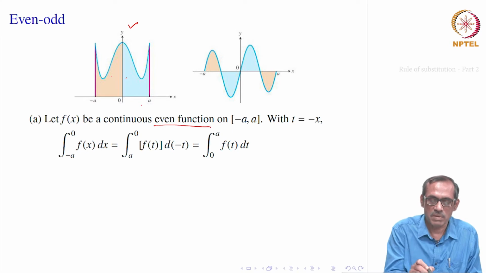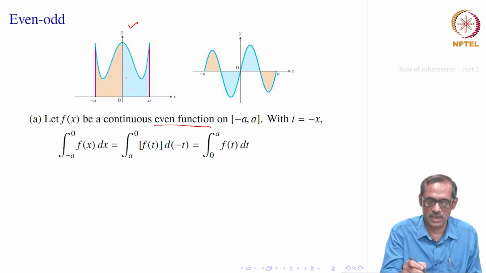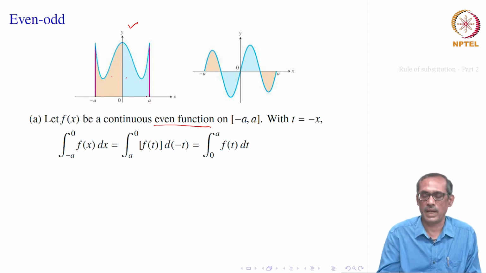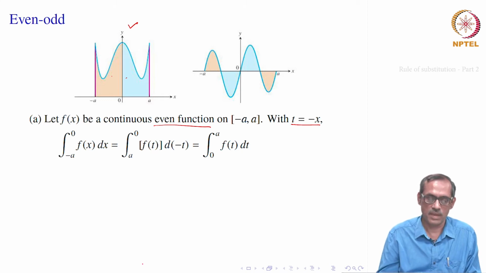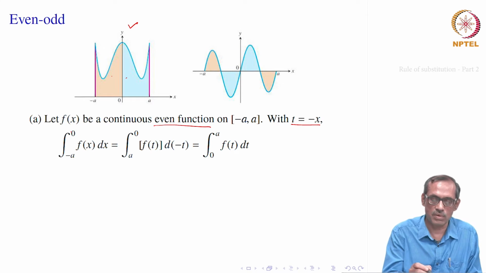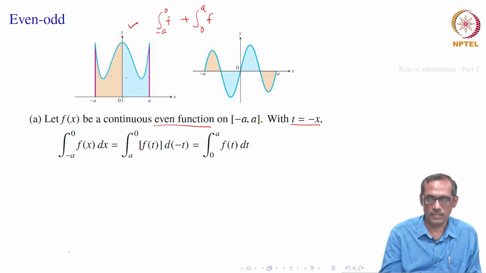So, suppose we have the symmetric interval minus a to a. It is a very restricted case we are considering: an even function and our limits are minus a to a. Then the integral is really a sum of two integrals, right. So, it will be the integral from minus a to 0 of f plus the integral from 0 to a of f. The first one we are considering for using evenness.